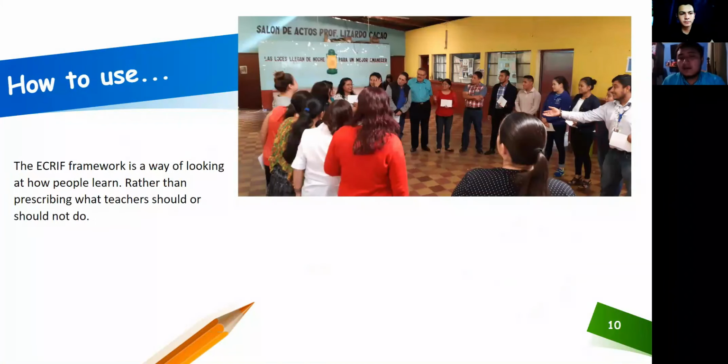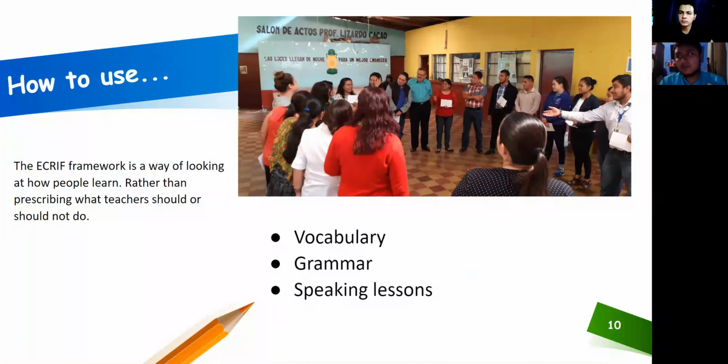And first is that the ECRIF is a way of looking at how people learn. And rather than perceiving what teachers should or should not do, it guides us to see it from the perspective of the student, and to make it in a way that they feel not frustrated, that they cannot learn something, or that they are not feeling able to achieve the final objective, right? So this pretty much guides us to use this framework in a vocabulary lesson, or a grammar lesson, or a speaking lesson. Pretty much we want them to practice it.